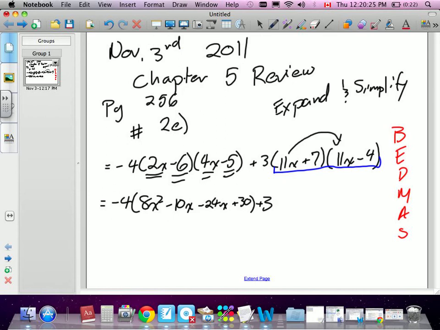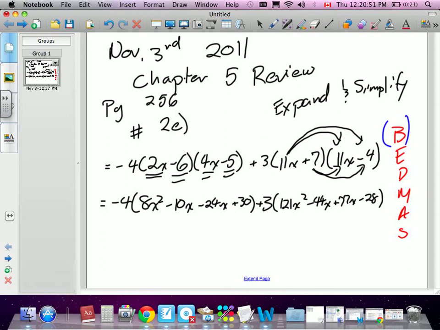And our other one, again, I'm going to deal with the brackets first and leave our 3 to the outside. We'll use the rainbow method. 11x times 11x is 121x squared. And 11x times -4 is -44x. 7 times 11x is +77x. And 7 times -4 is -28. So I've used 2 different methods. Still, both of them work.